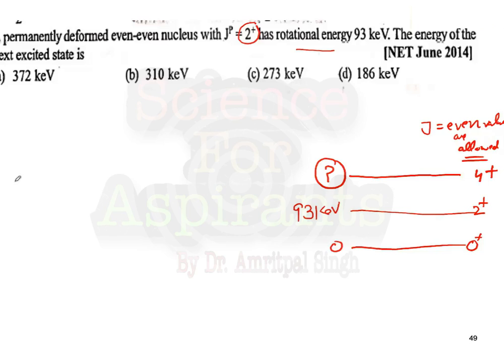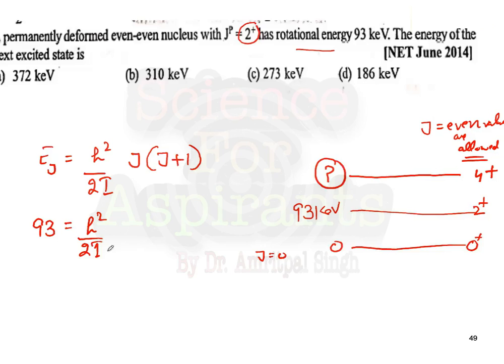For the rotational energy spectra, the energy formula is E_J equal to h square over 2I times J into J plus 1, where I is the moment of inertia. Here J is 2 for the 2 plus state, so 93 equals h square over 2I times 2 into 2 plus 1. So h square over 2I is equal to 93 over 6.